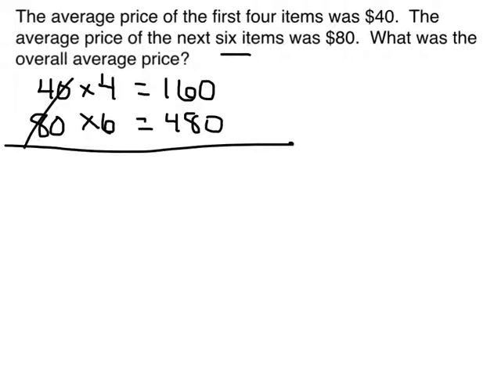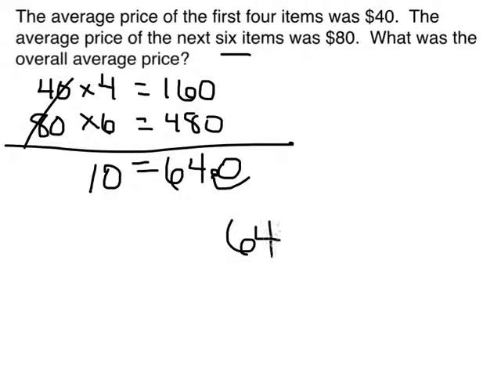Forget about those now. We've got 10 items all together, and they have a sum of 640. When we divide 640 by 10, we get an average of $64 as the overall average of all 10 items.